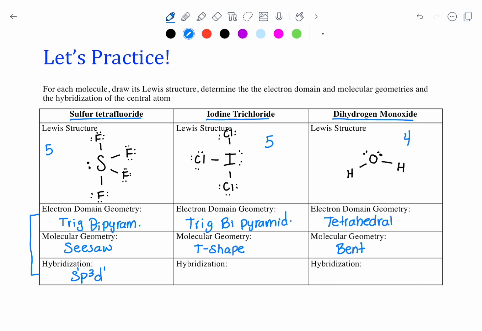Because our electron domain geometry is what controls our hybridization, since iodine trichloride also is trigonal bipyramidal, it would also have sp3d hybridization. Okay, so even though they have different numbers of lone pairs and bonds, they still have the same hybridization because the electrons are in the same types of orbitals. They're just organized differently. Some have more pairs, some don't. And finally, we have tetrahedral. Looking at our chart, tetrahedral, 4 electron domains, corresponds to sp3 hybridization. So if we add up our exponents, 1 plus 3 is 4 electron domains.